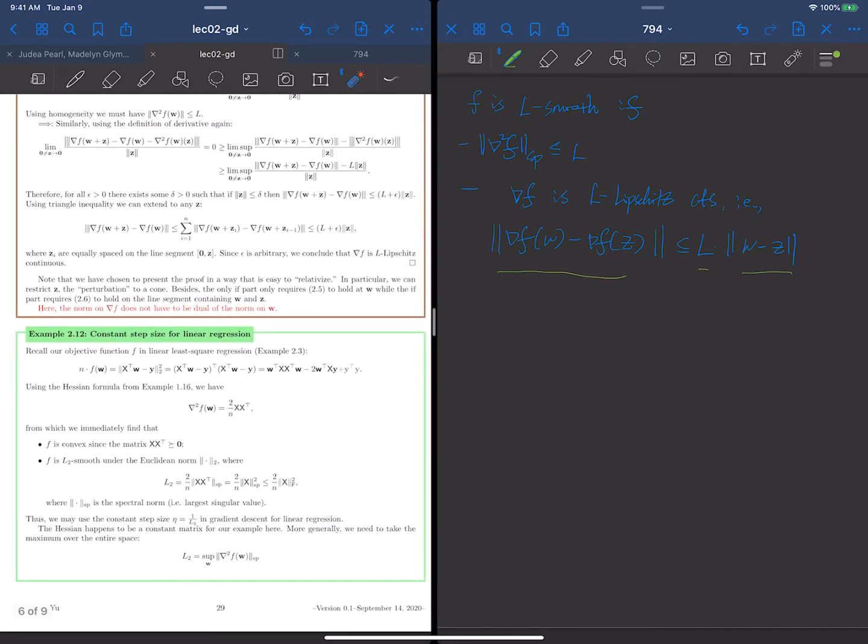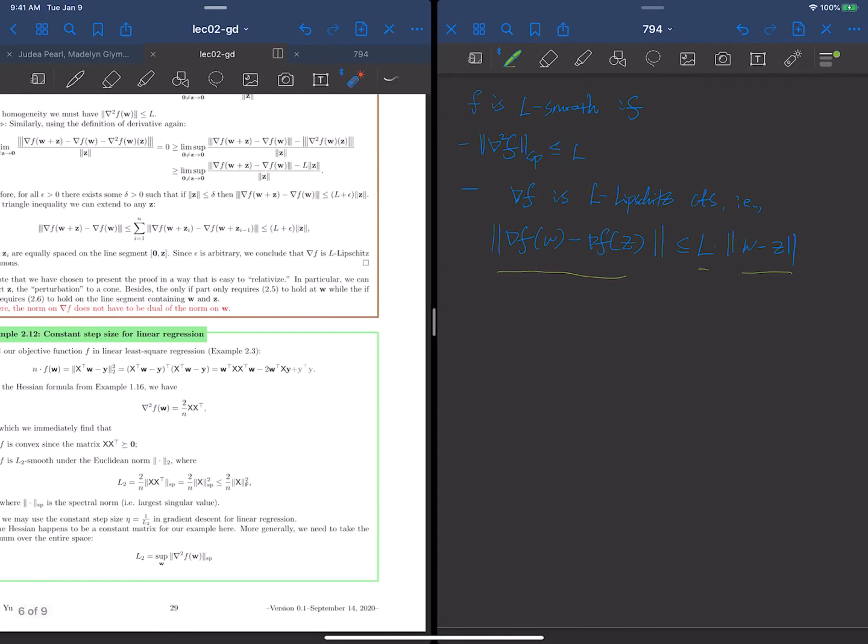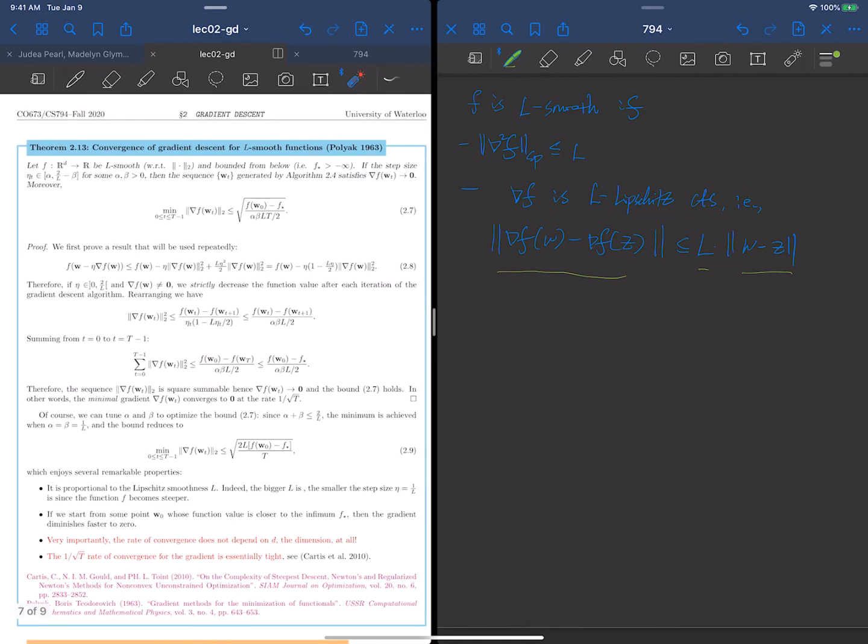All right, so we have an example where we can verify the function is L smooth, right? Now we'll come to our main result of this lecture. We're going to prove gradient descent converges for L smooth functions. So we have two assumptions. One is the function is L smooth, that is standard now, and the function is bounded from below, meaning that the minimum value of the function does not go to minus infinity.